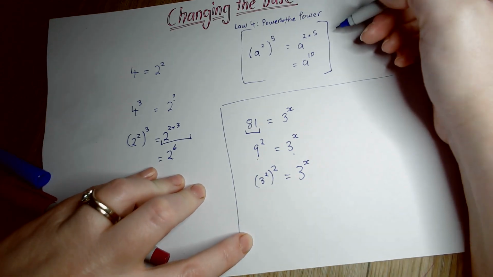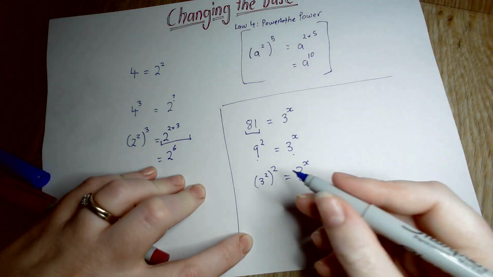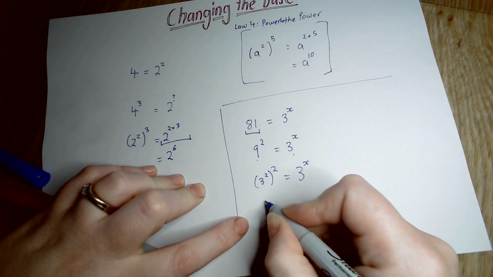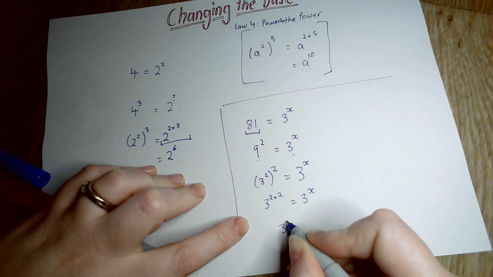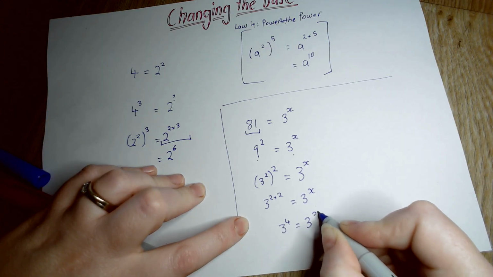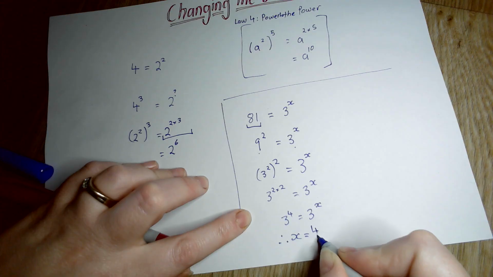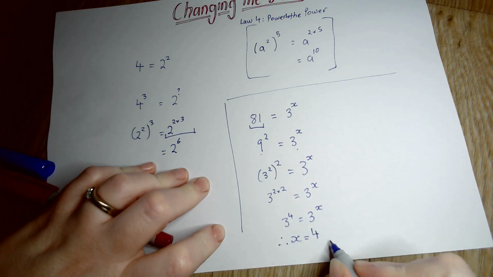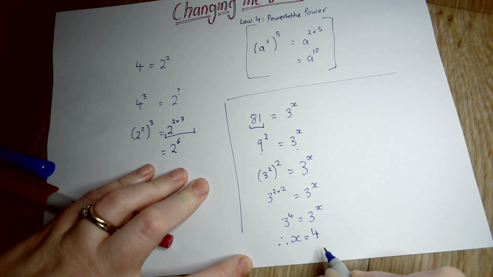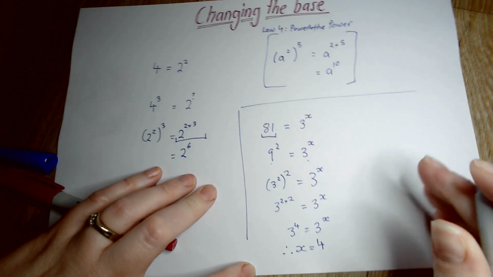So now we use our power to the power rule, or as the textbook calls it, the raising to the power rule. And so for this one, it's going to be 3 to the power of 2 times 2 equals 3 to the power of x, or 3 to the power of 4 equals 3 to the power of x. So therefore, x equals 4. And I've just switched them around. You could have written 4 equals x. Best practice, we tend to put the variable equal to the constant, but it is okay to have it the other way around. So let's go back to that other one that we were working on.